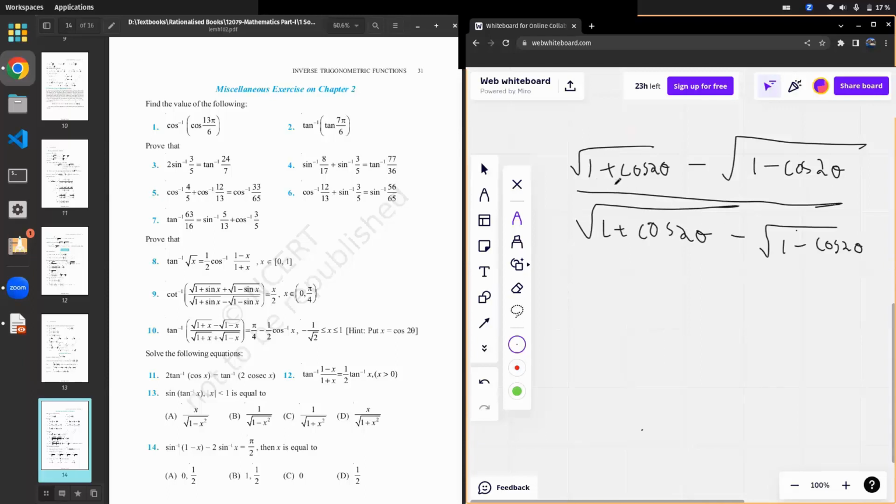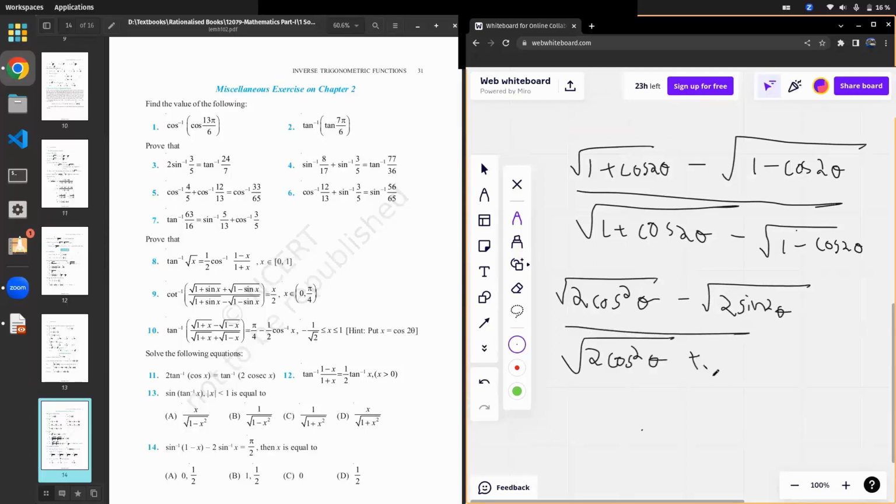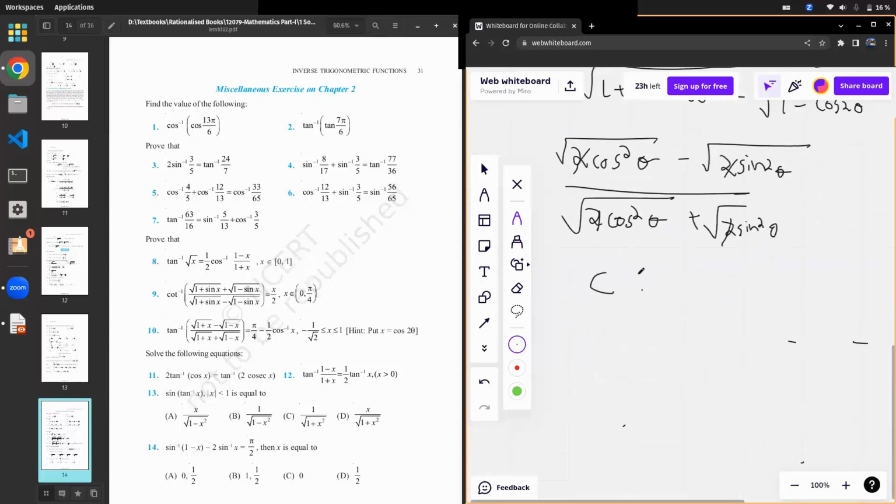So we can say 1 plus cos 2 theta is equal to 2 cos square theta, and also 1 minus cos 2 theta is equal to 2 sin square theta. So if we write them in terms of cos theta and sin theta, it will be root of 2 cos square theta minus root of 2 sin square theta divided by root of 2 cos square theta plus root of 2 sin square theta. So the root 2 is common in all the terms, so we can cancel root 2 in all the terms. And also if we cancel the square and root, it will be cos theta minus sin theta divided by cos theta plus sin theta.